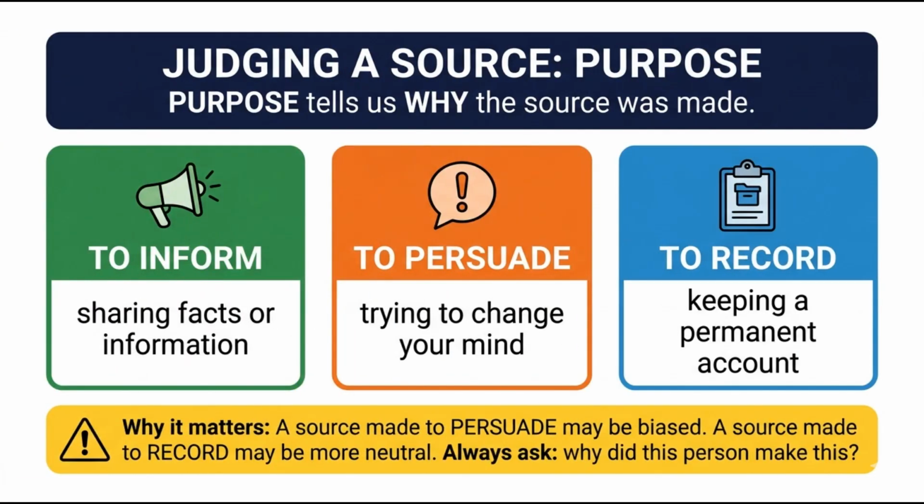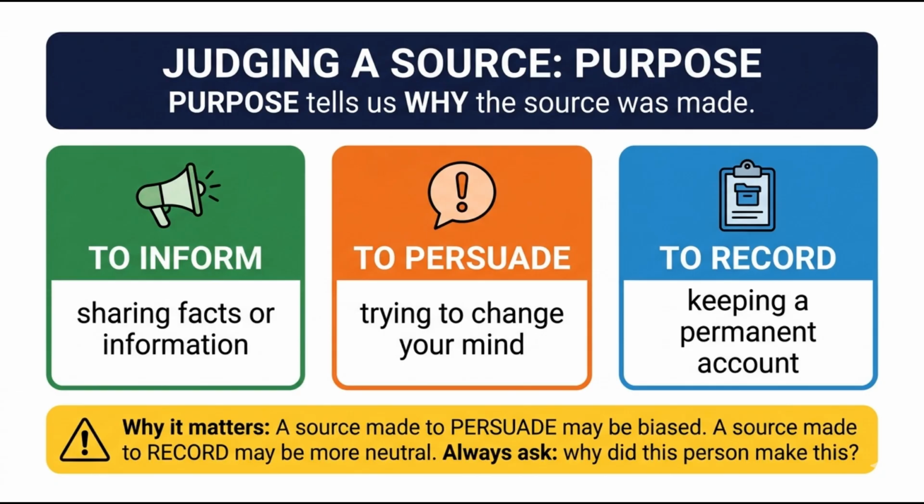The second question historians ask is about purpose. Purpose tells us why the source was made. There are 3 main purposes. A source made to inform is sharing facts or information, like a census record or a government report. A source made to persuade is trying to change what people think or do, like a propaganda poster or a political speech. A source made to record is keeping a permanent account of something, like a court transcript or a logbook.